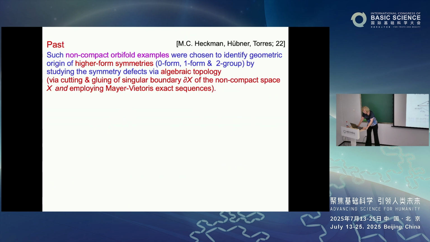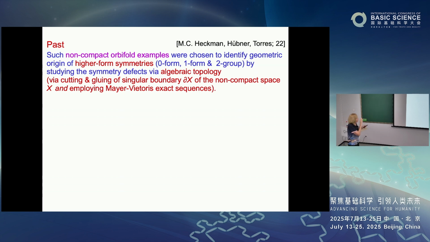In any case, this example was our favorite example quite a while ago, where we went directly into this orbifold construction of that type and identified the geometric origin of this higher form symmetry, in particular at the defect level. Both 0-form, 1-form, and the non-trivial intertwining that happened and produced a 2-group structure.